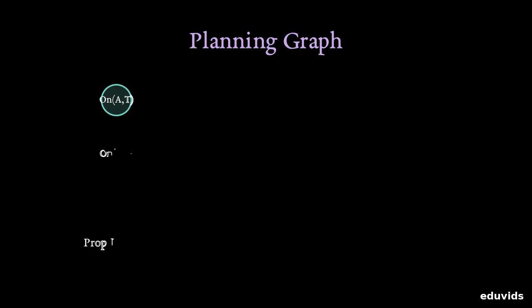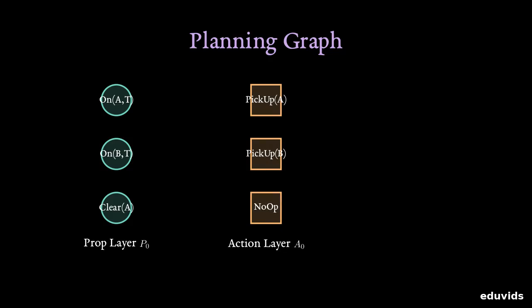GraphPlan works by building a special map called a planning graph. Think of this graph as a series of layers. The first layer lists everything true at the start, like block A is on the table. The next layer lists every action you could possibly take, like picking up block A. The layer after that lists everything that would be true after those actions.